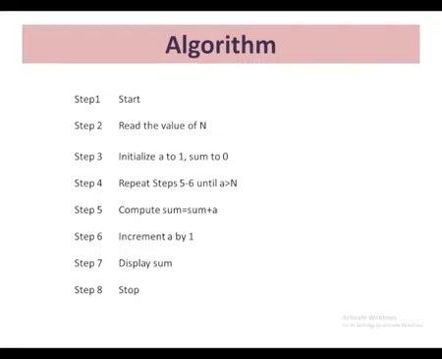So, now let us execute this algorithm. How to execute? Remember, step 2 is reading, step 3 is initializing, step 4 is checking whether a is greater than n. If it is no, then it will come and execute sum equal to sum plus a and increment a by 1, that is nothing but a is equal to a plus 1. If a is greater than n, it will display the sum.